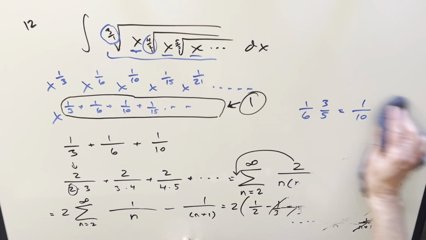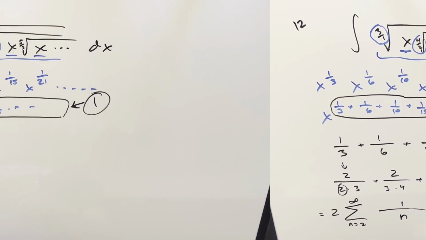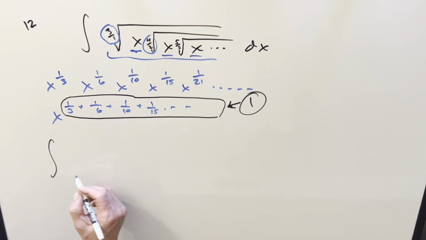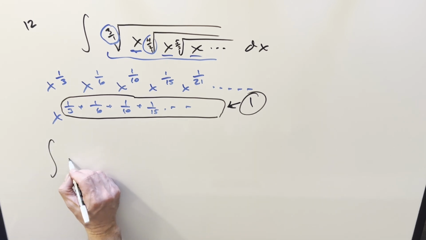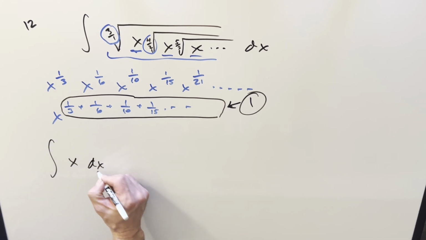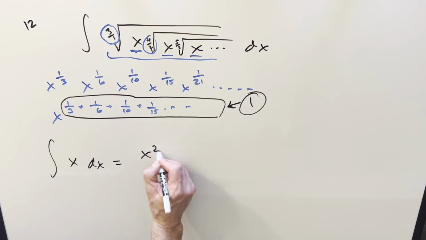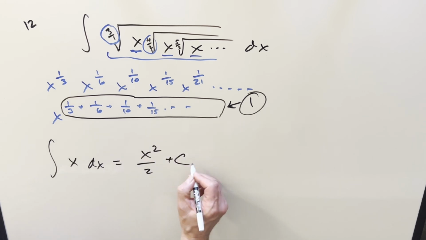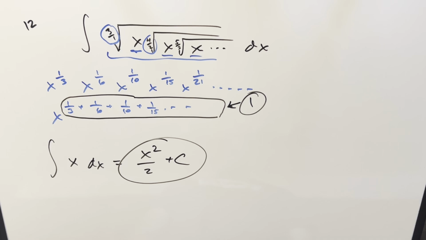So let me clean it up and we'll get back to our integral. It turns out this is the simplest integral in the world because our exponent's 1. So we're just integrating x dx. So we go ahead, power rule, x squared over 2 plus c, and that's it. Okay, so there you go. Not really an integration problem, just a telescoping series problem disguised inside of an integral.